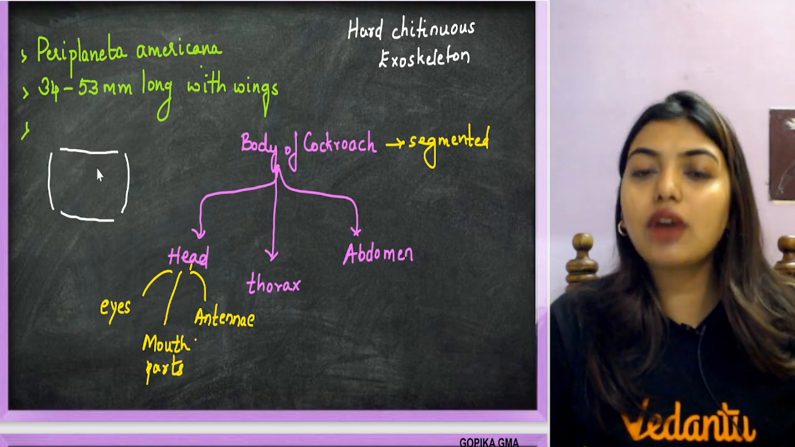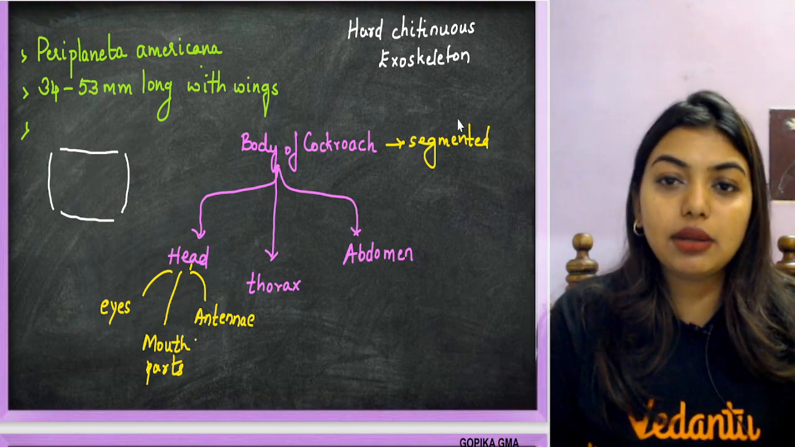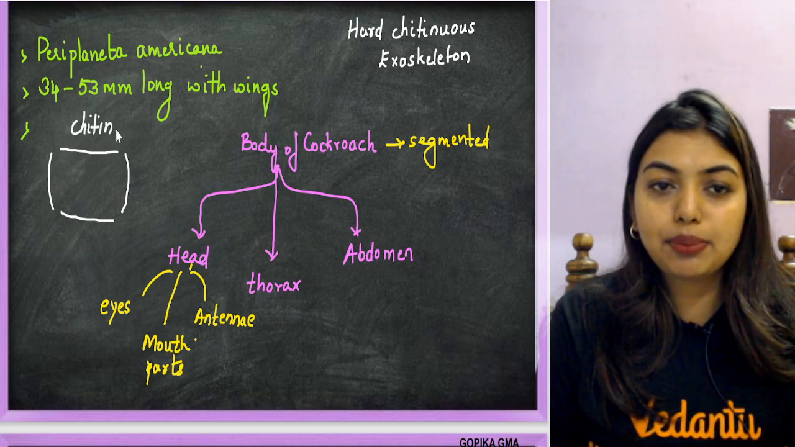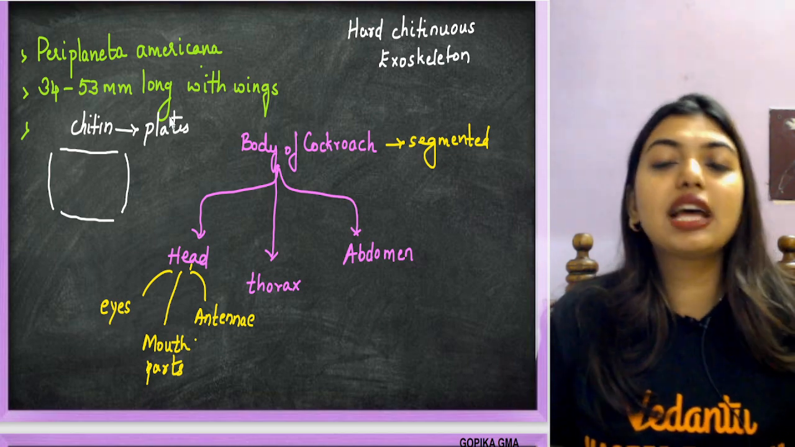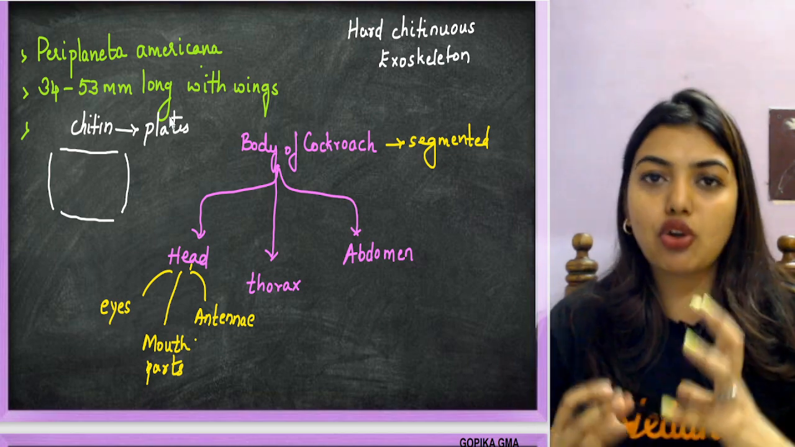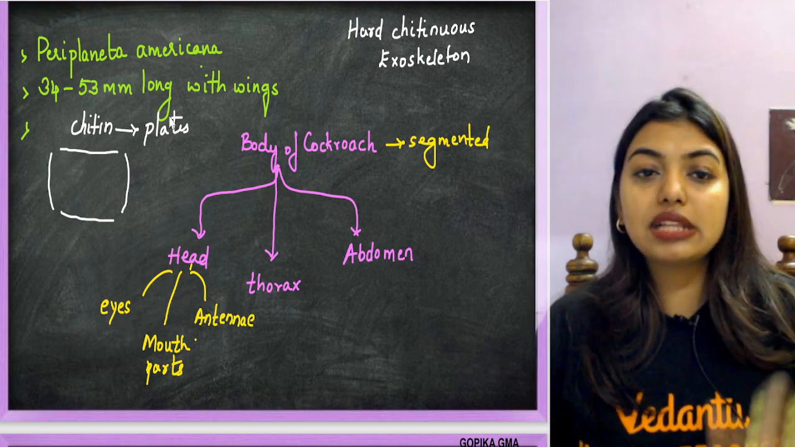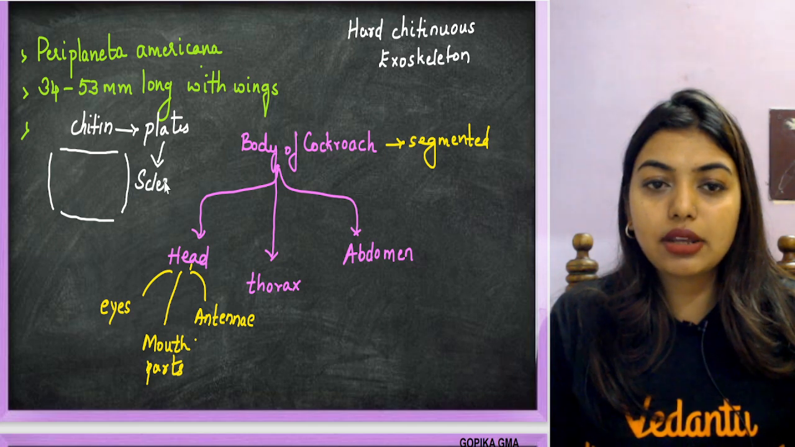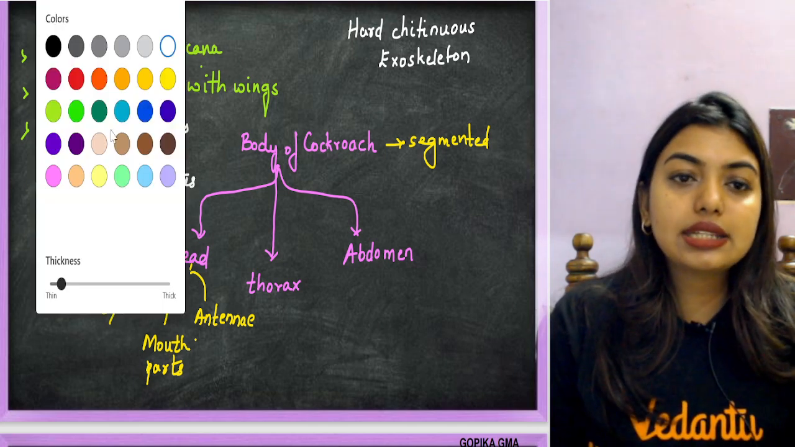So like this, to protect the cockroach, this chitin has formed itself into plates, and these plates have covered all the sides of the cockroach. Now ma'am, how are they covered, or what is the name of it? So students, these plates are simply called as sclerites. Now how have they covered it? These sclerites have been covered.